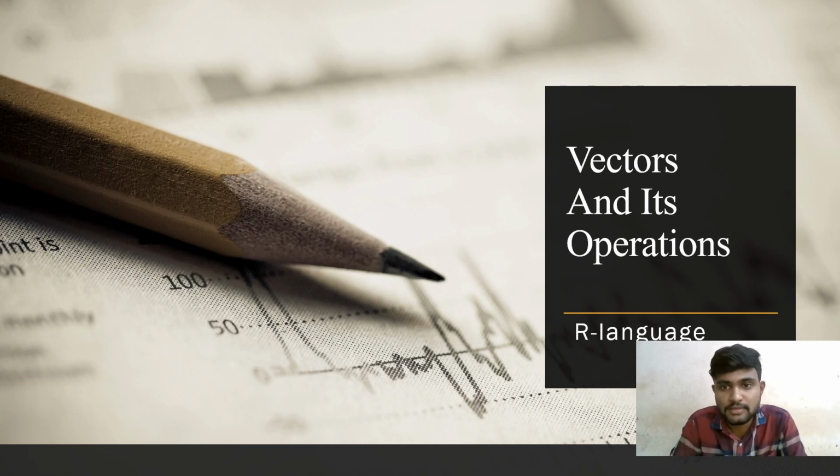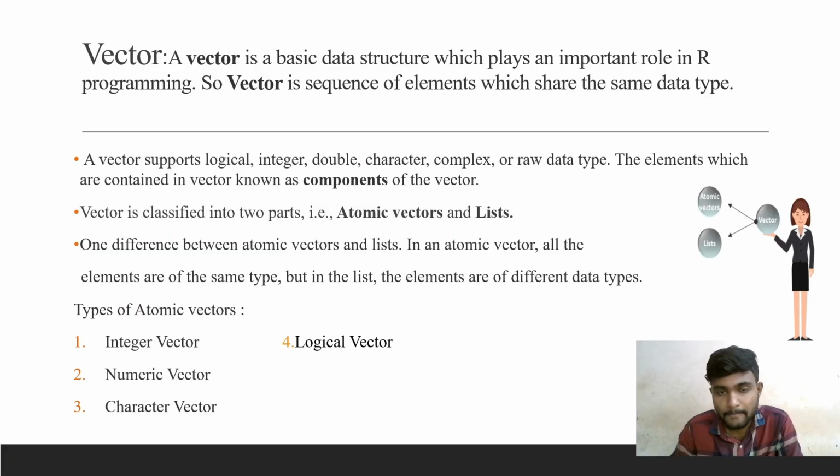Hi guys, in this video I am going to discuss vectors and their operations in R language. Let us see. A vector is a basic data structure which plays an important role in R programming. A vector is a sequence of elements which share the same data type. A vector supports logical, integer, double, character, complex or raw data types. The elements in a vector are also known as components.